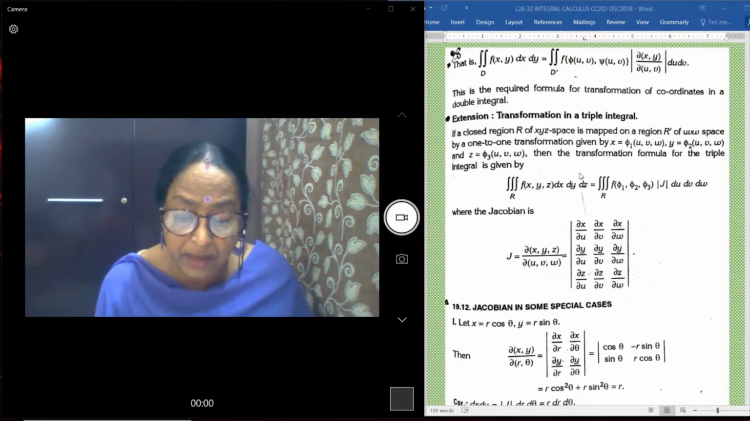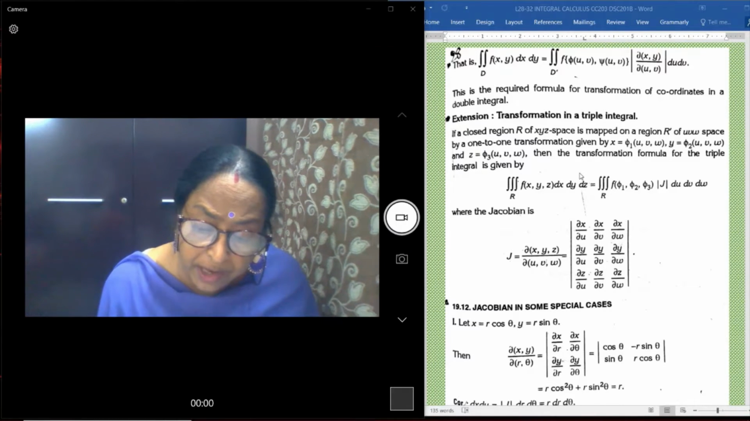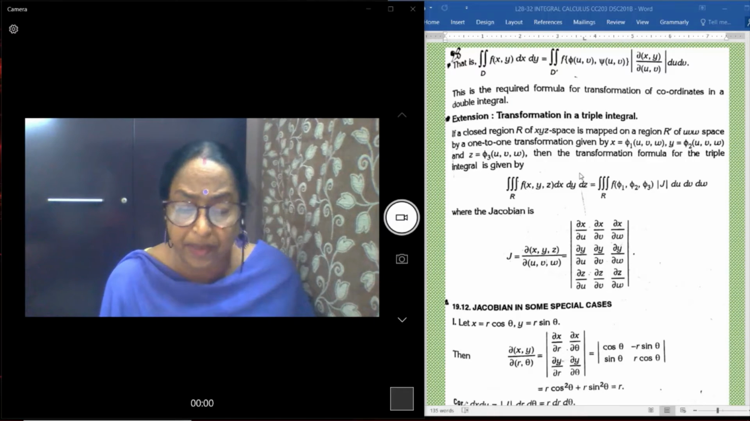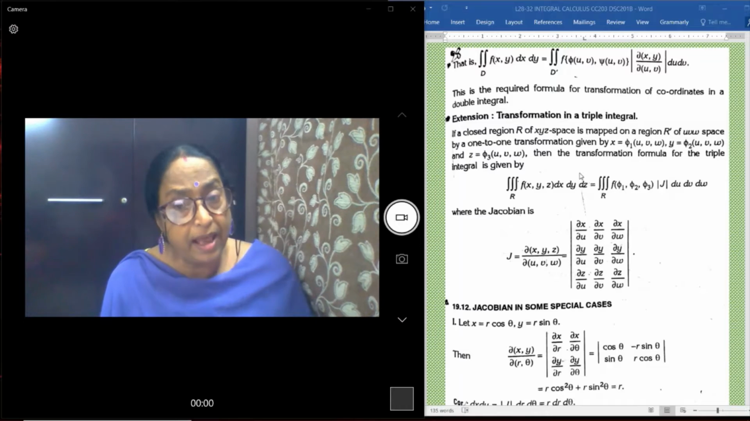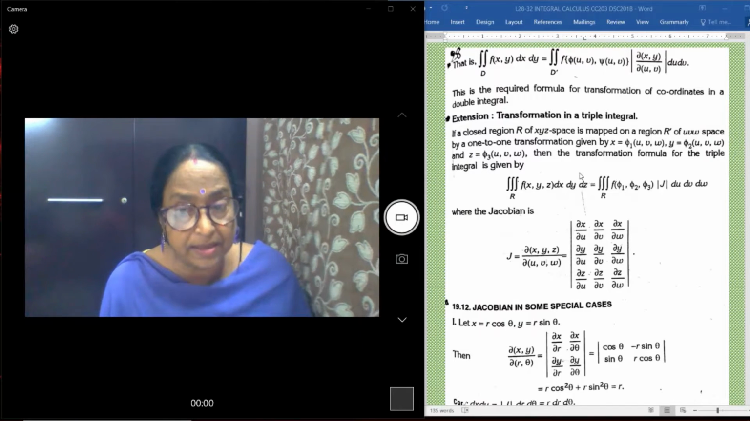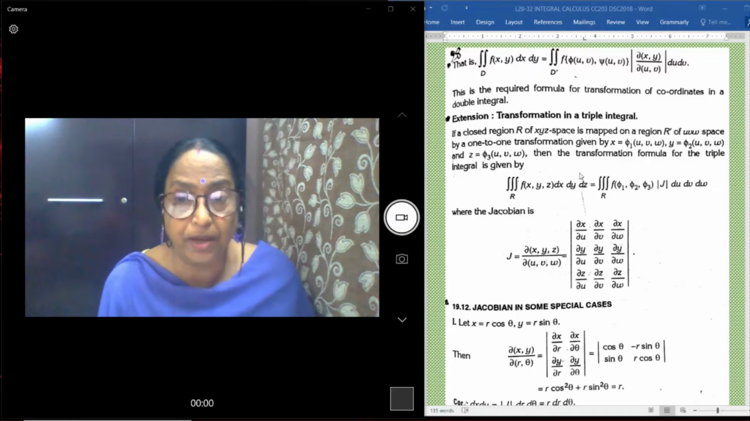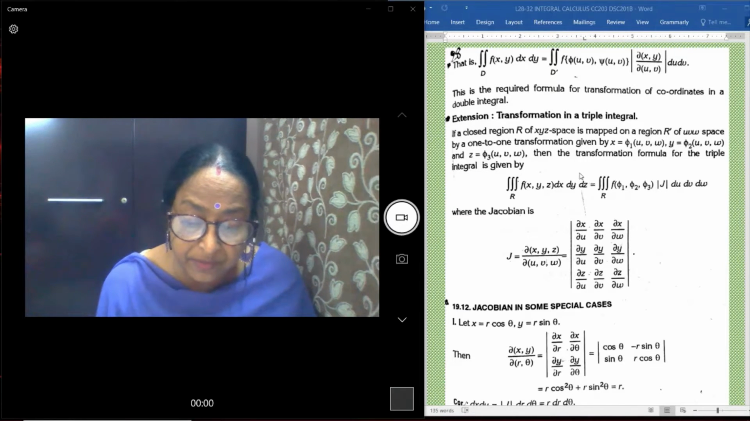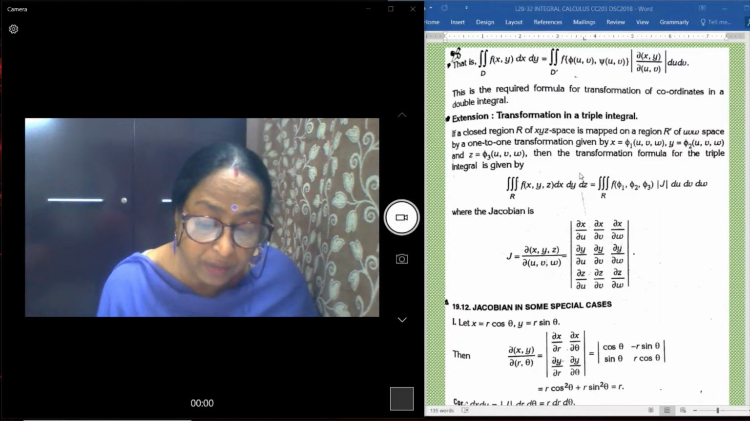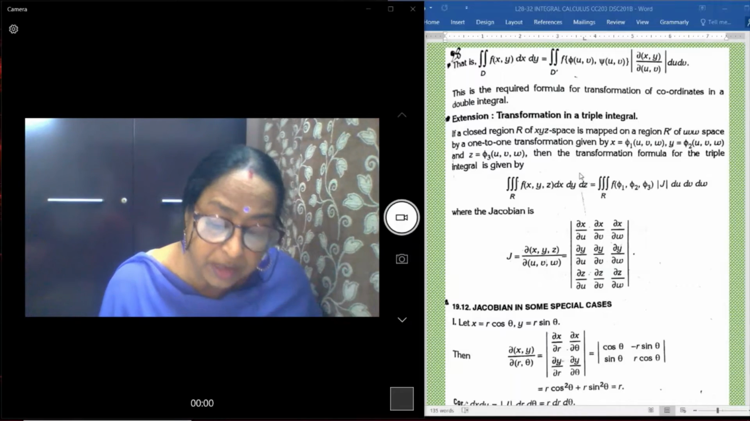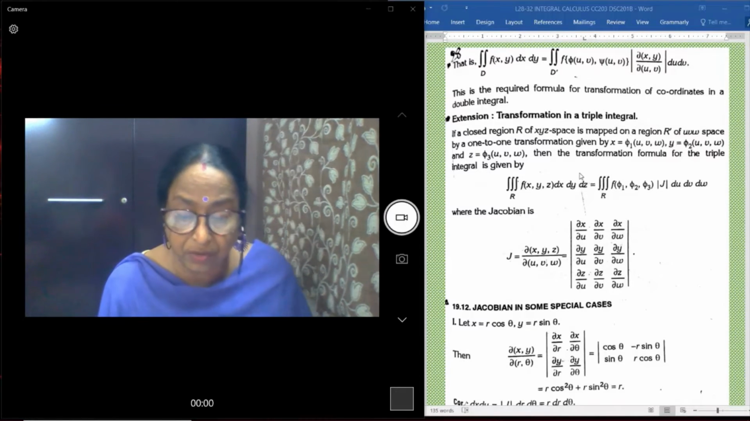When we transform x, y, z into u, v, w form, we have to find f of phi 1, phi 2, phi 3 and another quantity which is necessary, the new factor, that is the Jacobian. When we convert dx dy dz, we have to put in the Jacobian times du dv dw. So how do we find the value of the Jacobian?